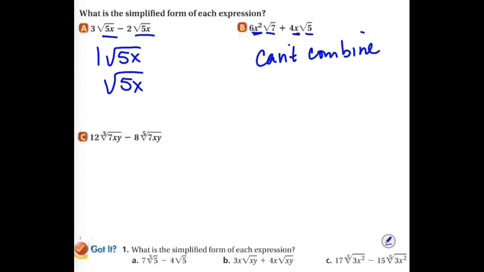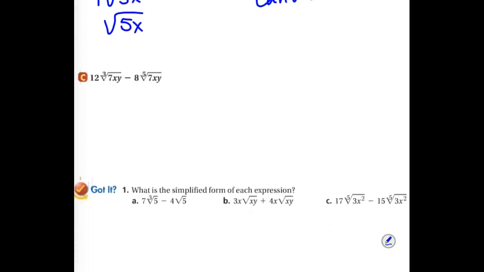And for the third one, what was our reason? Different types of roots. We've got a cube root here. We've got a fifth root here. So can't combine.